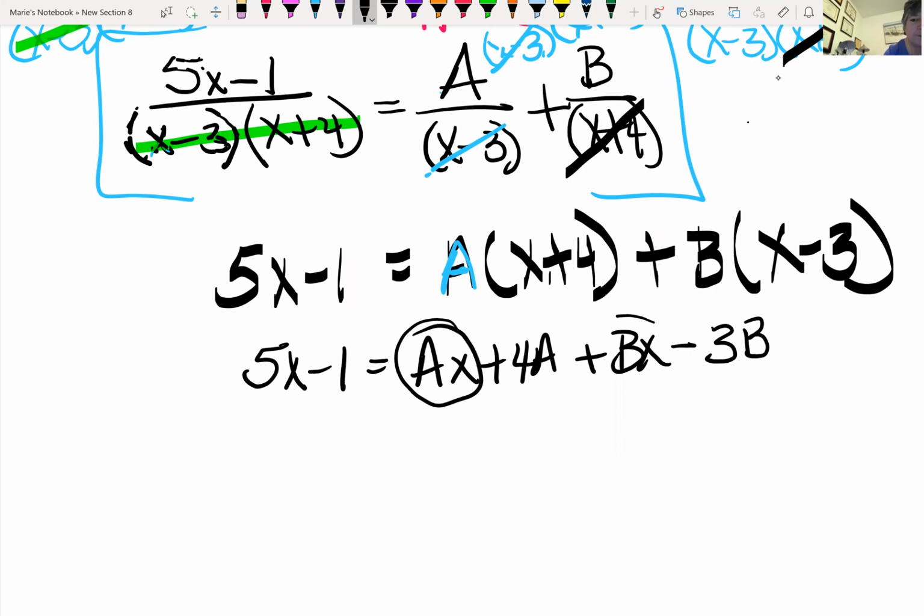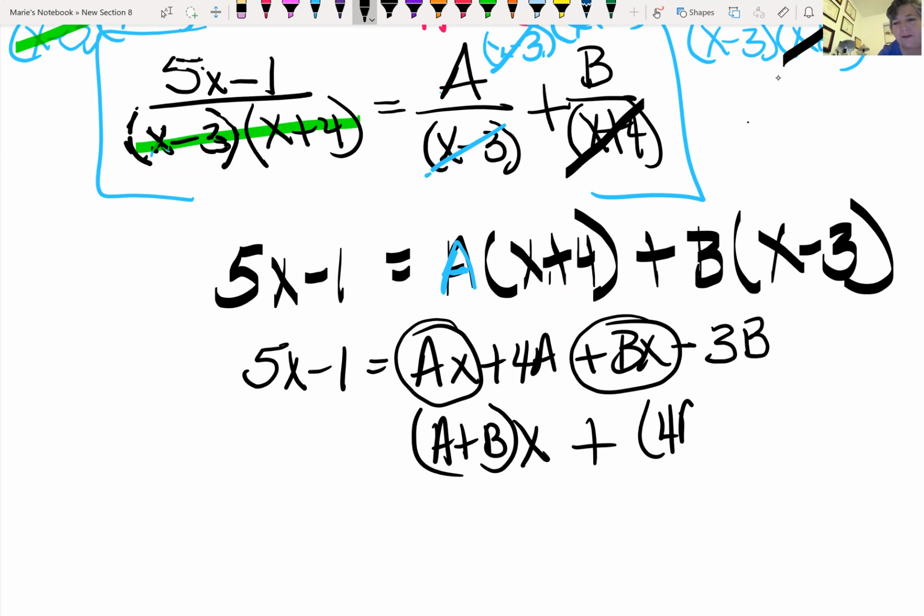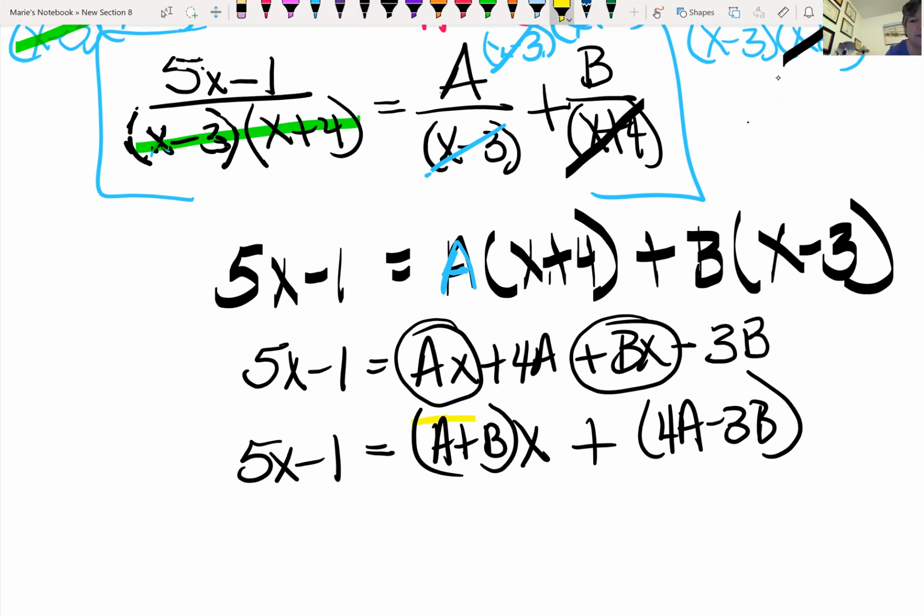We're going to group the x terms, so you get a plus b x, and then plus the 4a minus the 3b. Now there's a reason I put them in parentheses, and that's to keep you organized. So here's what we do know. Follow the color code if it helps you. That means that what's in front of this x, which is a plus b, has to equal that 5.